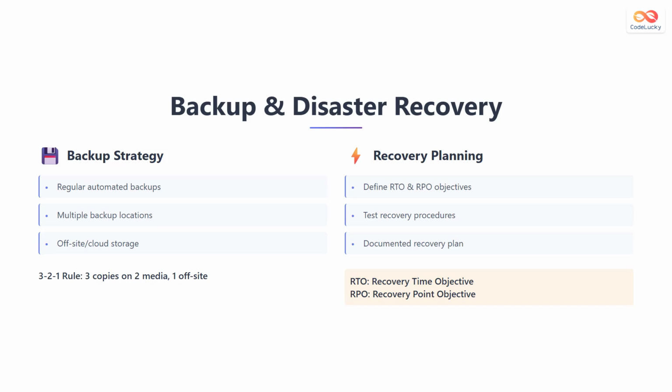Recovery planning defines 2 important terms. Recovery time objective, or RTO, is the maximum time you can afford to be down. Recovery point objective, or RPO, is how much recent data you're willing to lose. Your team should regularly test recovery procedures to ensure they actually work when needed. Having a documented recovery plan ensures everyone knows what to do during a disaster.